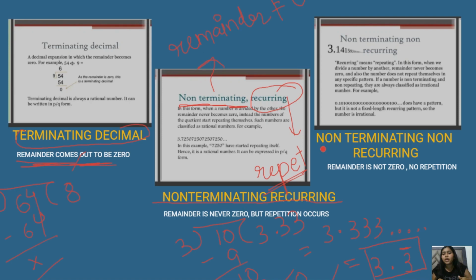Now let's have a look at the non-terminating non-recurring. As I have already told you, non-terminating is the one in which the remainder is never 0, and non-recurring is the one in which no repetition takes place. For example, 0.1402100065 and so on. No number is repeating itself. So this is known as the non-terminating and non-recurring decimal expansion.